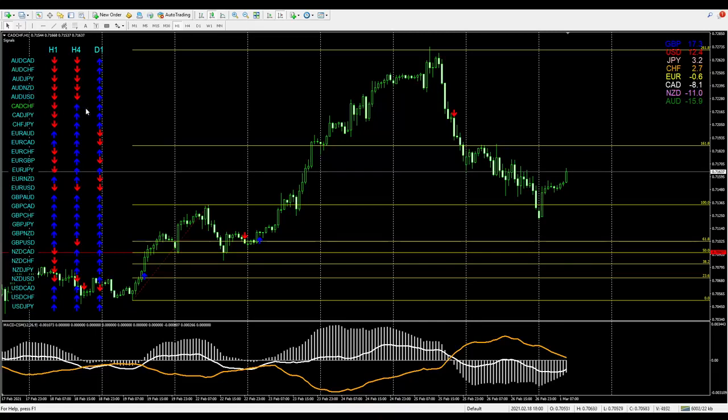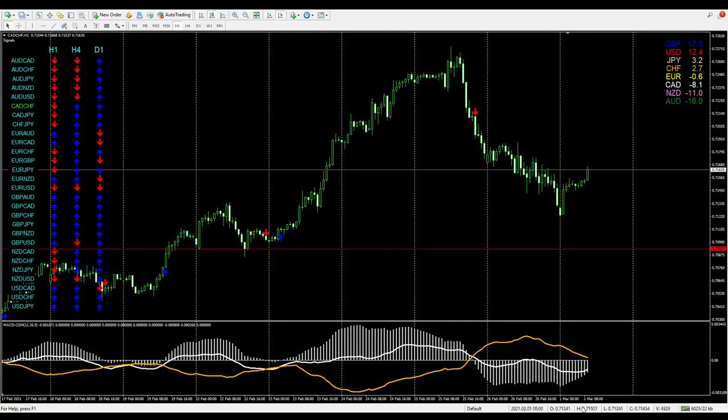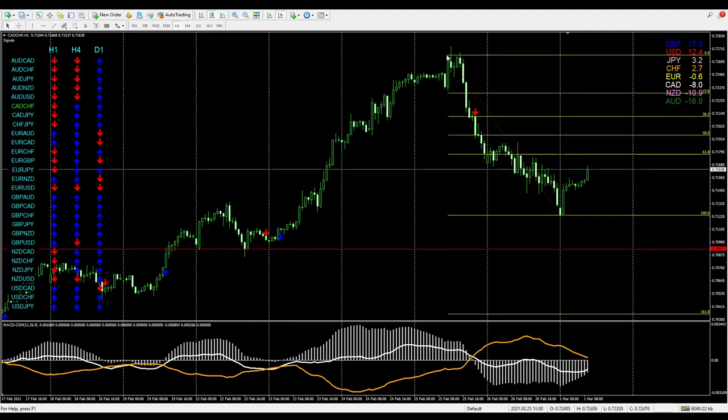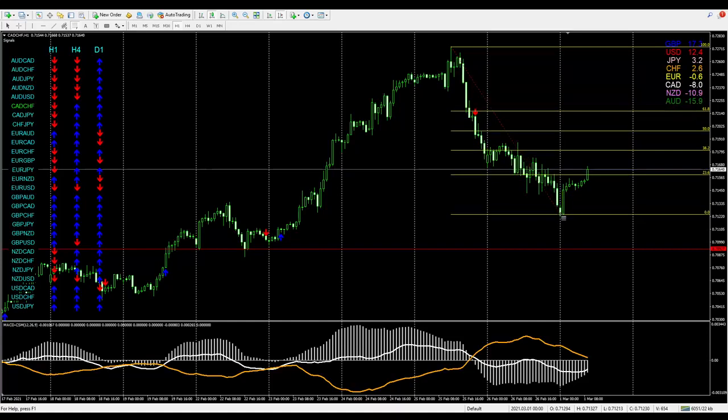But actually, for this week, as you can see, CAD CHF is a sell on H1, but buy on H4 and D1. And for now, we should wait for this to cross. As we can see, the two lines are almost crossing. We should only wait for this to cross and enter a buy. If we plot our Fibonacci level, it would be like this. So for now, we would wait for CAD CHF to have a buy signal.